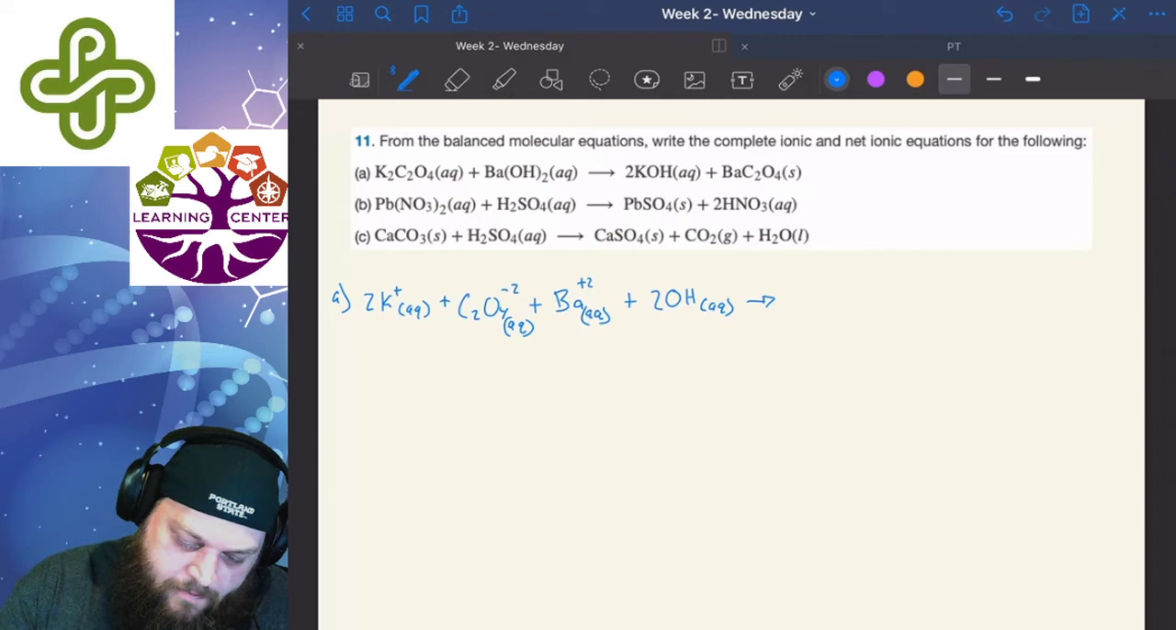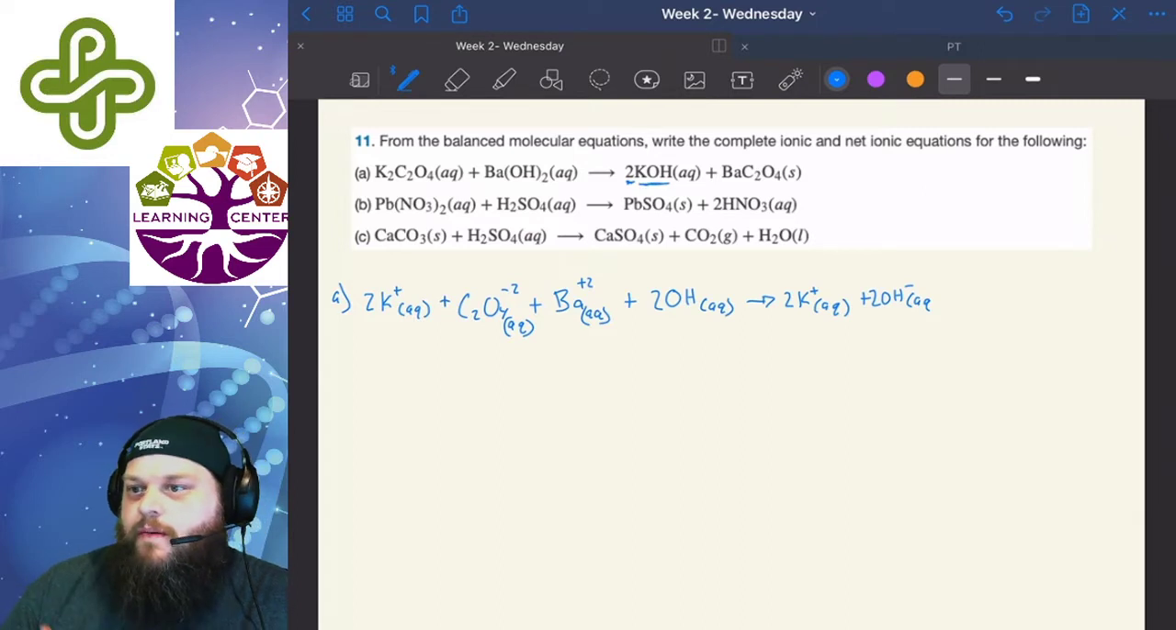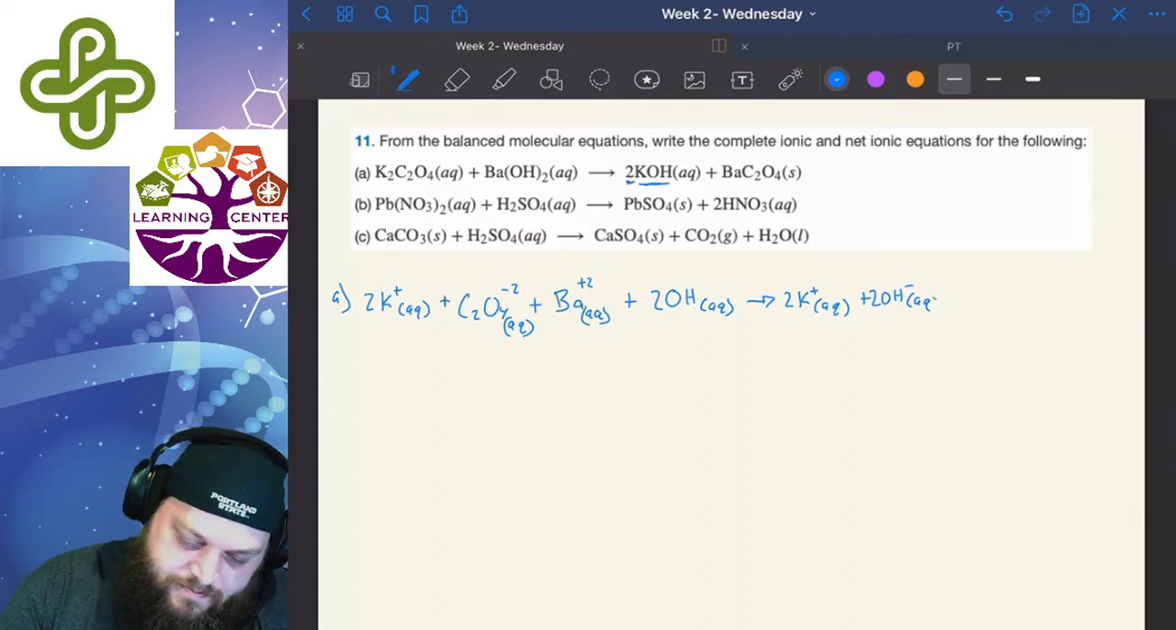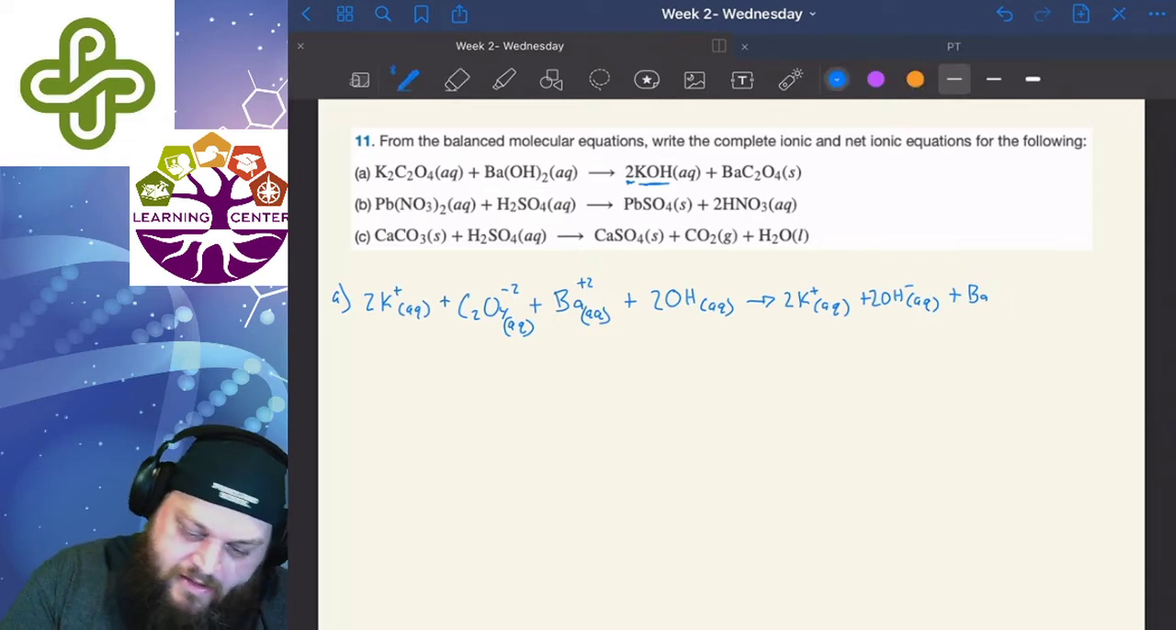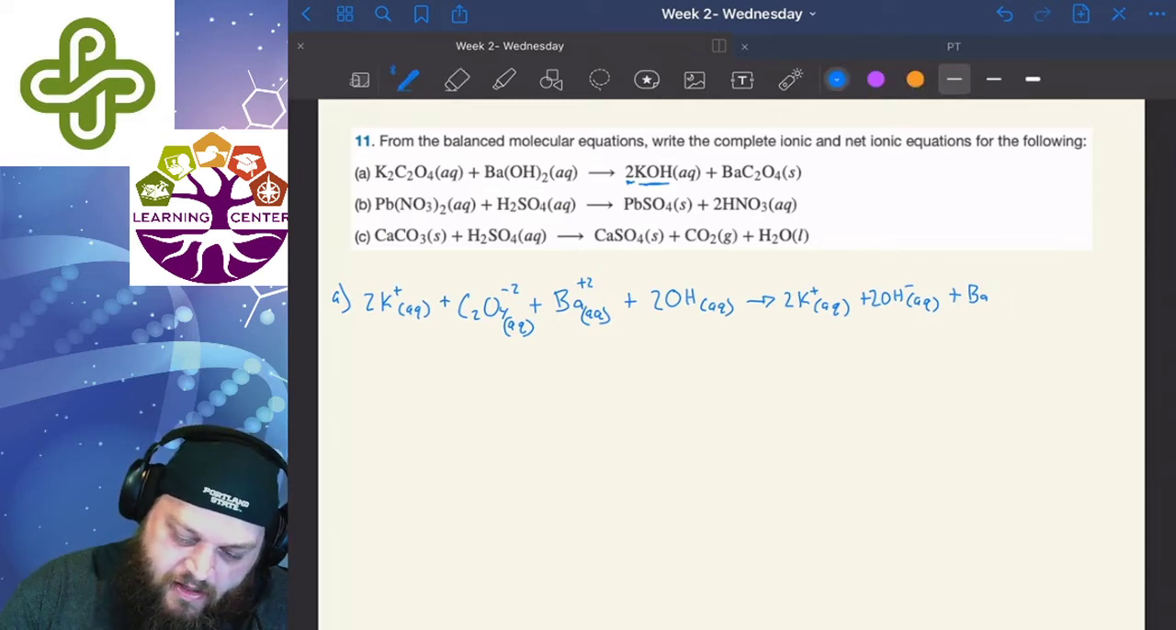Now the product side has 2K+ aqueous plus 2OH-, aqueous. Since this has the 2 out in front, it applies to both the potassium and the hydroxide. Plus barium C2O4. Oh, this is a solid now. So that is really going to be a solid. That's going to precipitate out. It's not going to be dissociated at this point. BaC2O4, I'll say that's a solid.